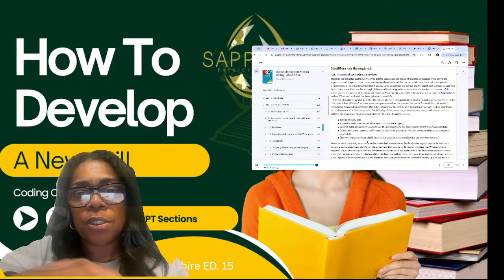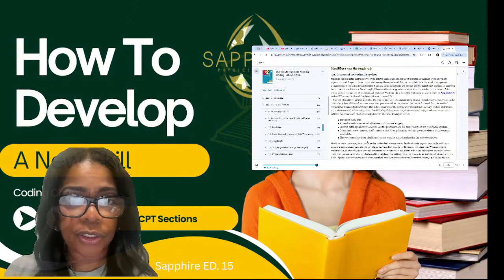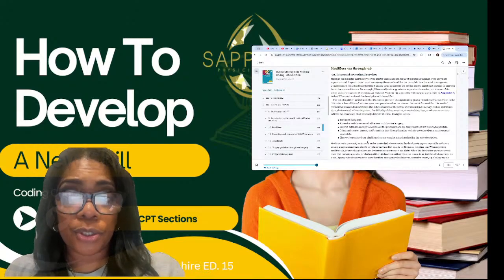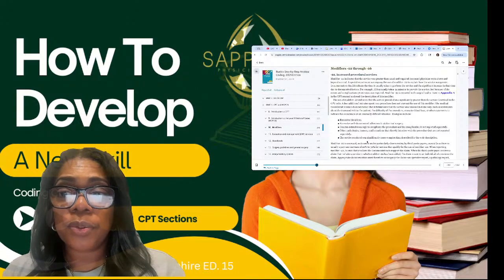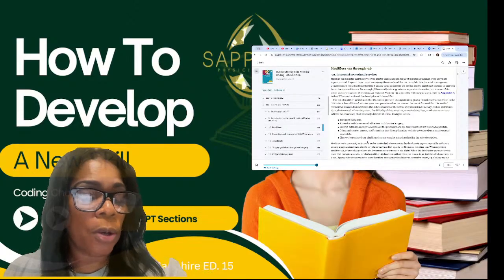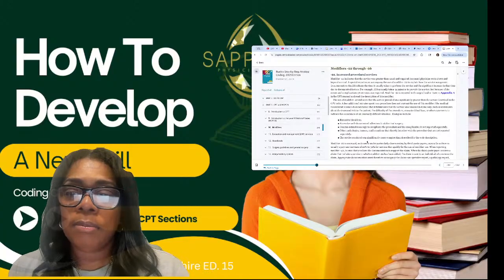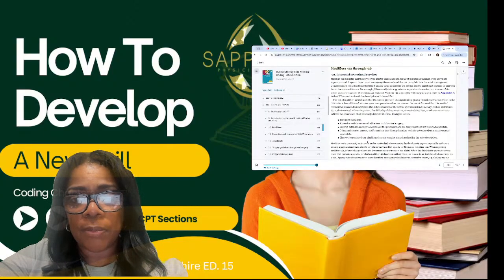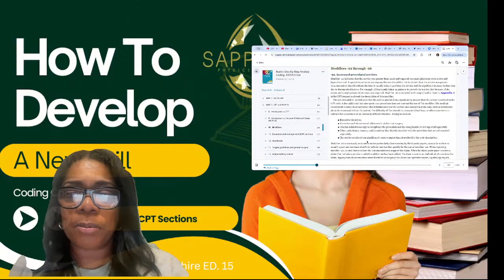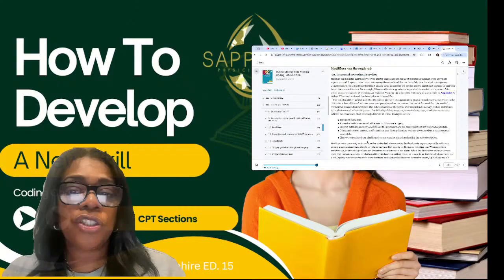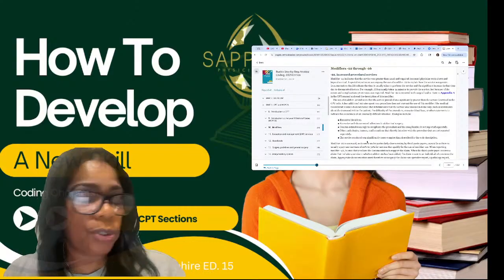So 22 is increased procedural services. Modifier 22 indicates that the service was greater than usual and required increased physician work above and beyond normal. So they did more. They took more time and they did more. For example, if it is a normal 45 minutes to provide the service and the surgeon took 90 minutes, you need to use 22.